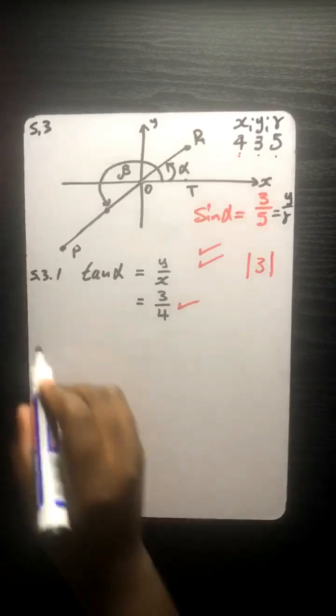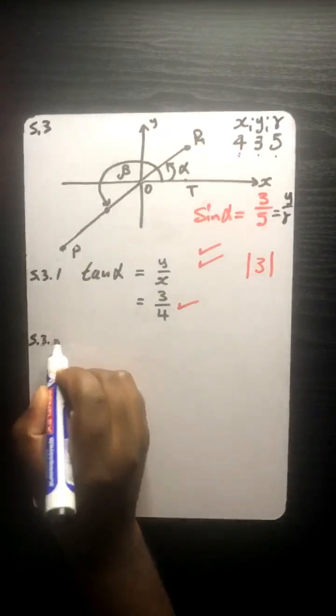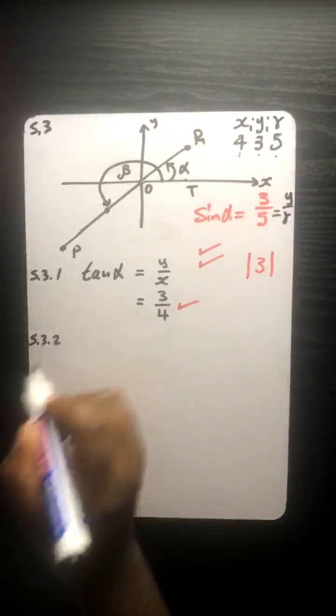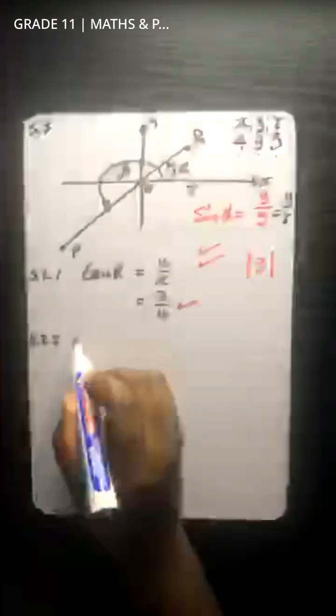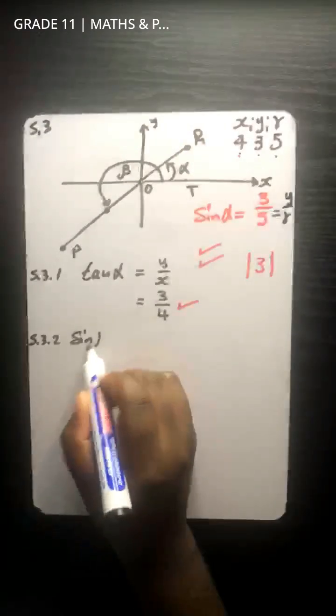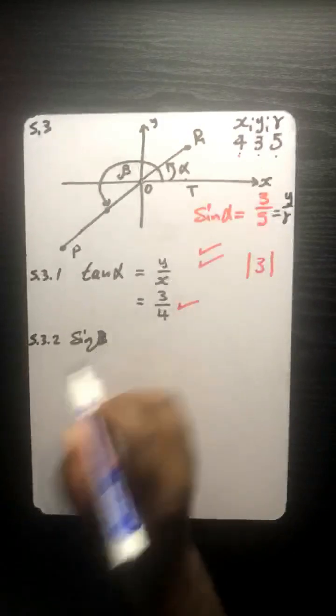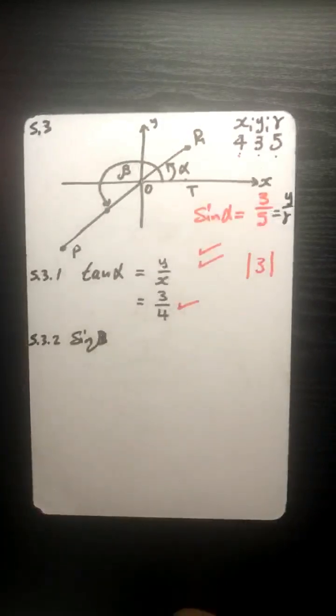So now, very quickly, let's try to move on to the next question. Let's see, 5.3.2. The next question says the value of sine beta. The value of sine beta.